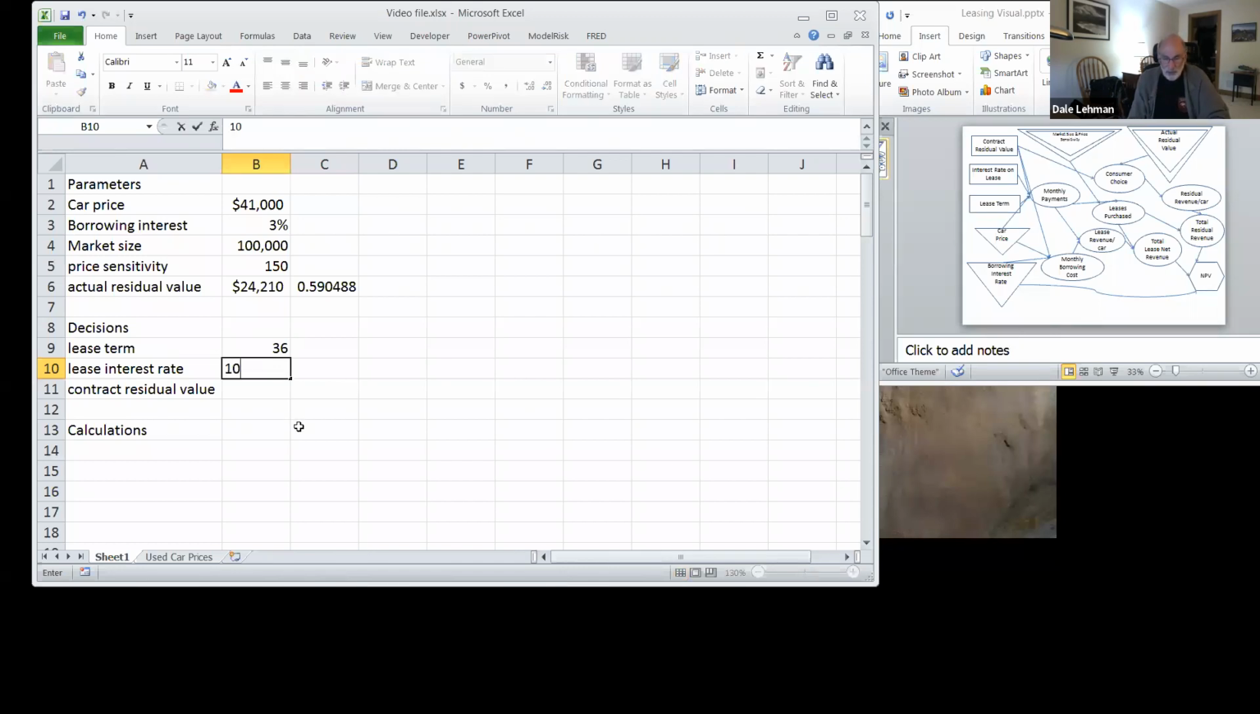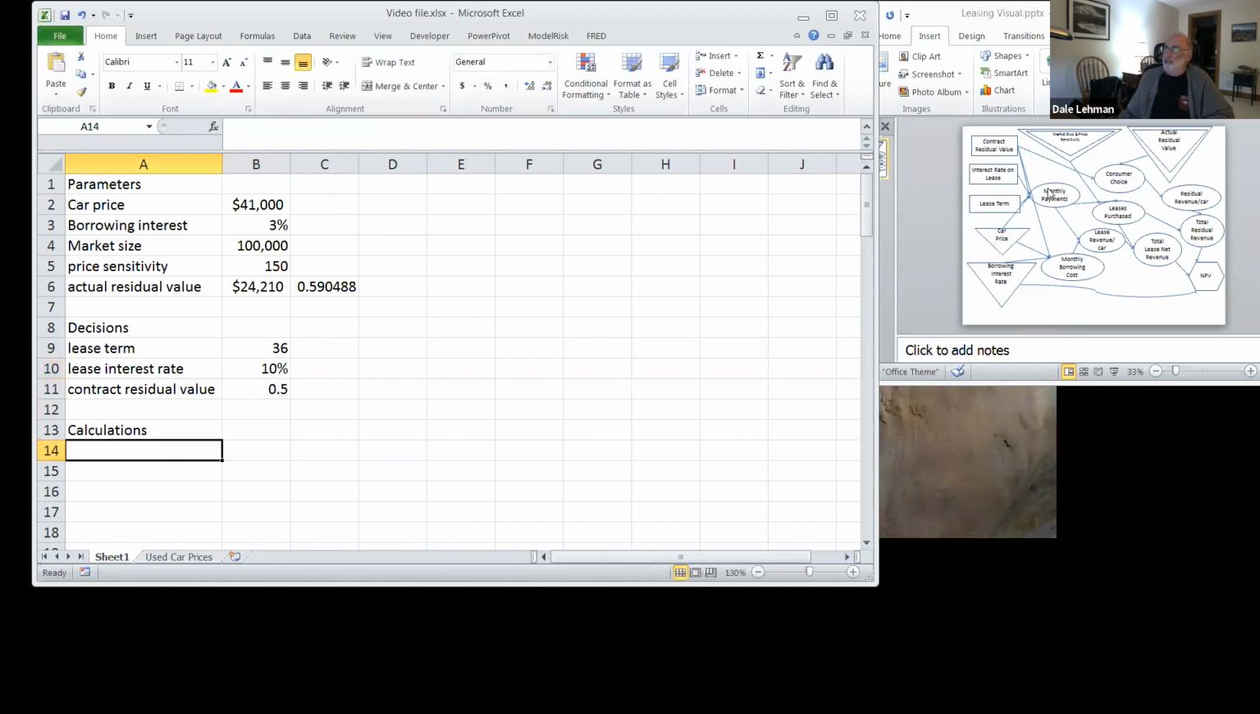So I'm just going to put a placeholder of, let's say, 10% interest. And a contract residual value, let's say that it's going to be 0.5 of the original price. So I'm going to put in just the fraction, but the actual value is going to be that times the initial price.